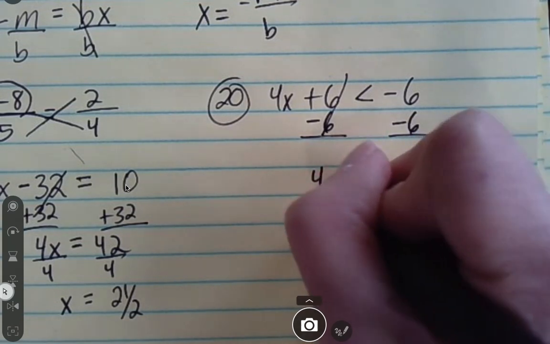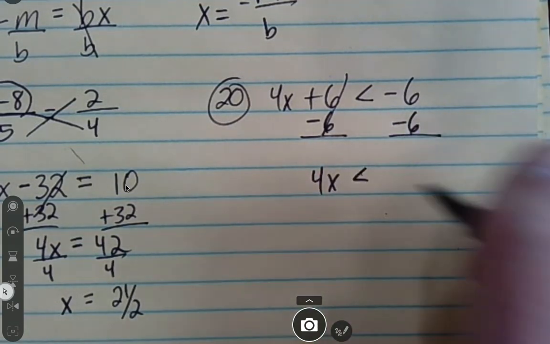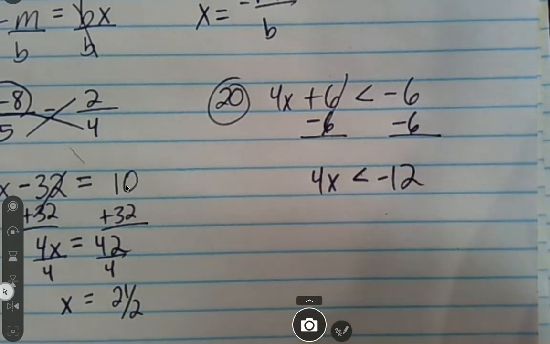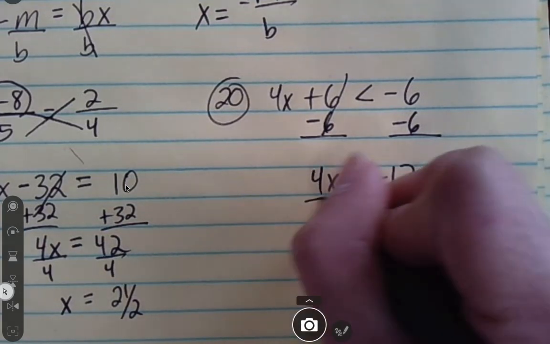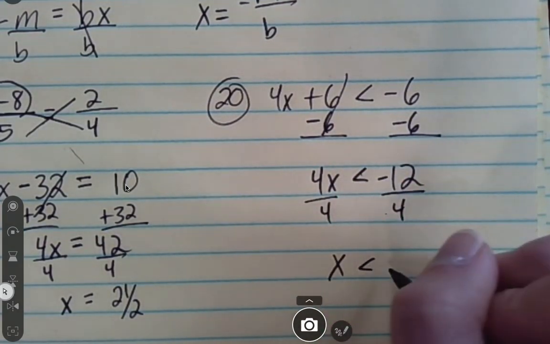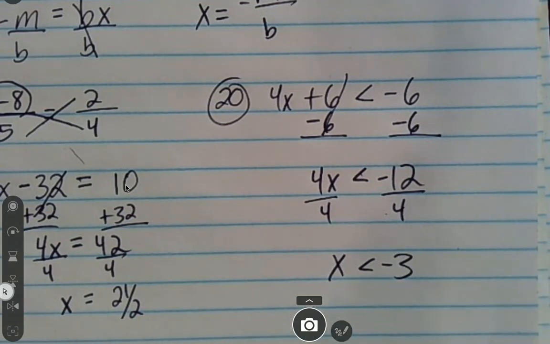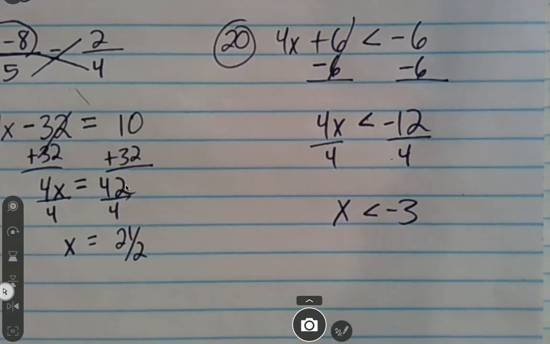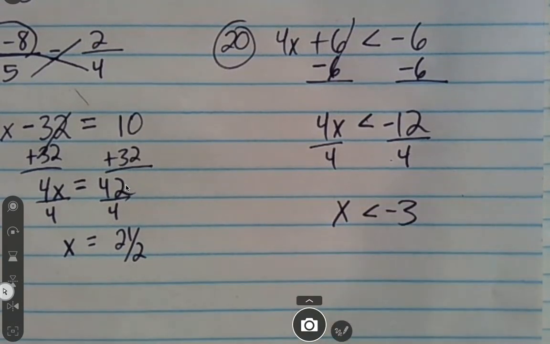So I get 4x is less than, nope, what's negative 6 minus 6? Negative 12. Then what do I do to solve for x? You divide by 4. So I get x is less than negative 3. And my sign does not flip or change because I didn't divide by a negative, okay? 4 was positive, so it stays like that.